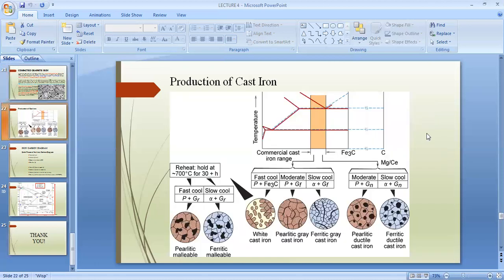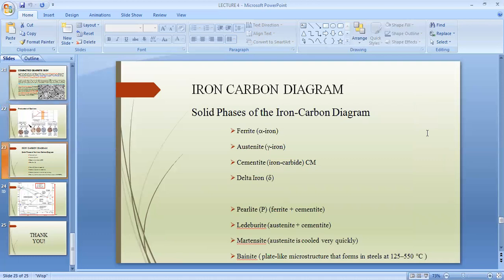Now, production of cast iron. We will not see it here, we will actually see it in the carbon diagram, which is in the next slide.